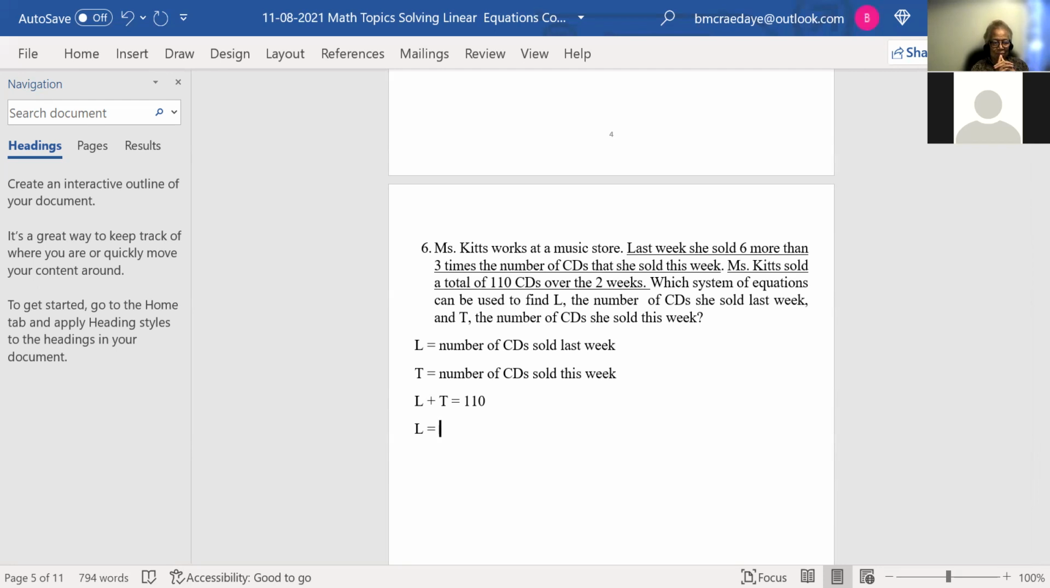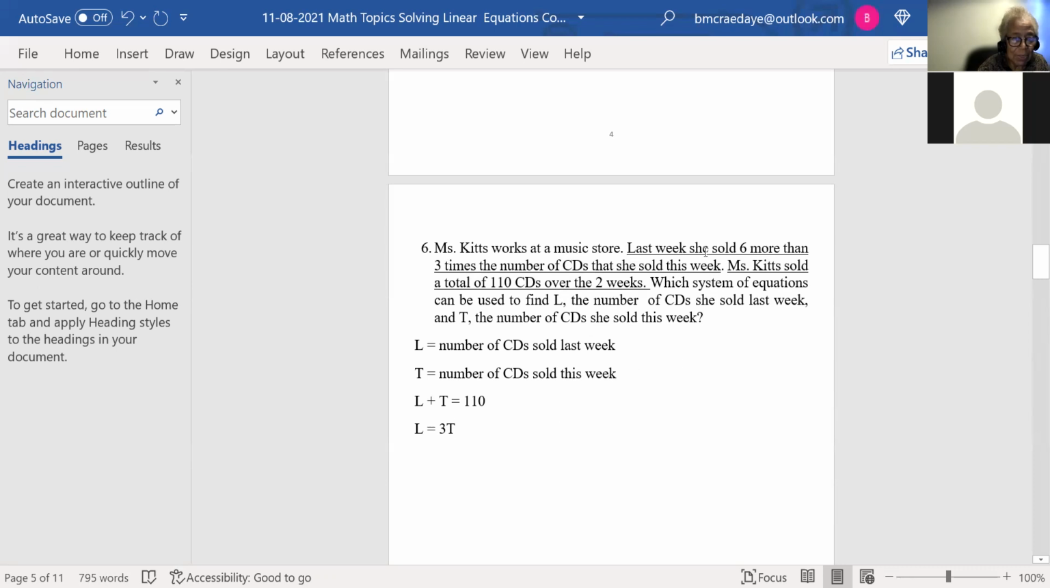Okay, L equals, I don't know. How do you write 3 times the number she sold this week? Where T is the number. 3 times 110? No, that's the number she sold over the 2 weeks. What represents the number she sold this week? T. So that would be 3T, right? 3 times the number of CDs she sold this week. That would be 3 times the variable T that represents the number of CDs she sold this week.